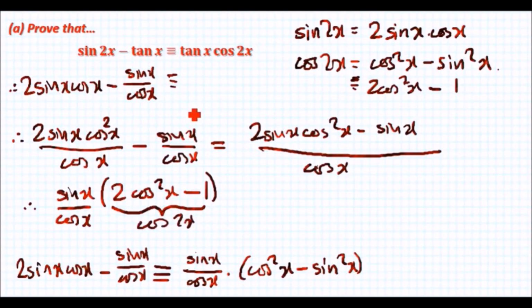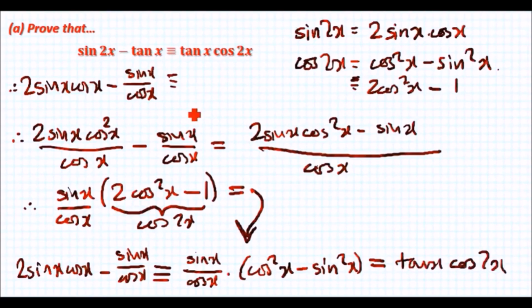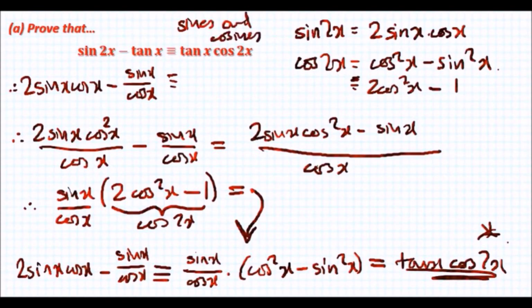And that's it, we've proven it. Then we can finally say, therefore, this would become this term. And finally, this can be rearranged to be tan x cos 2x. And that's it, guys. This is my shortcut done. So recap, always convert everything into sines and cosines, because this will make your life a hell of a lot easier. But anyway, that's it for now, and I'll see you on part B.